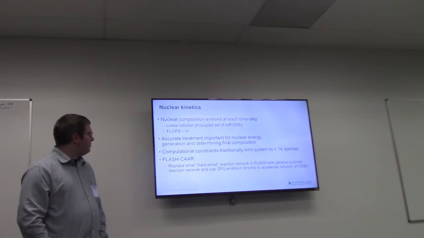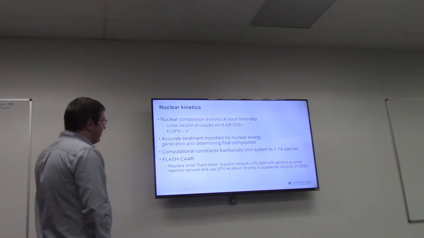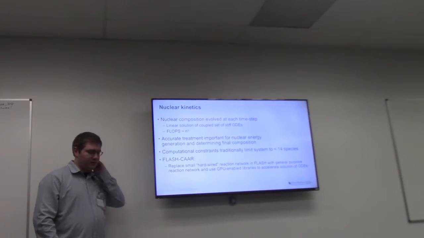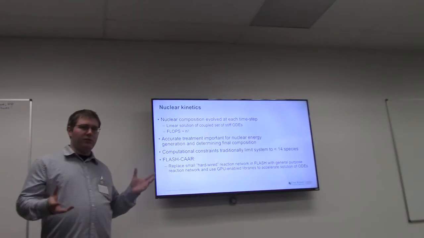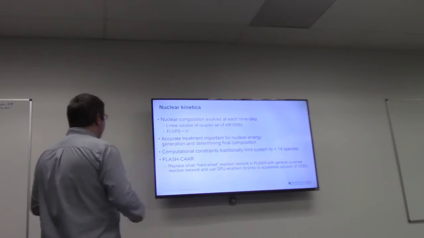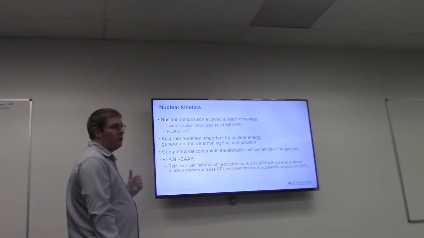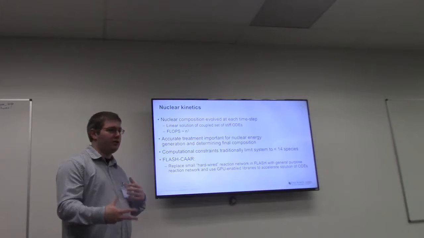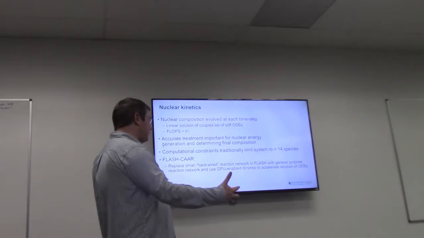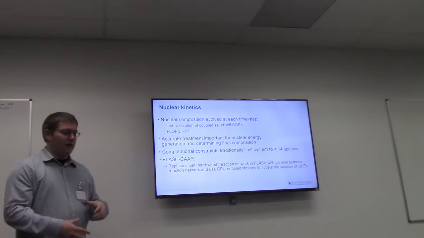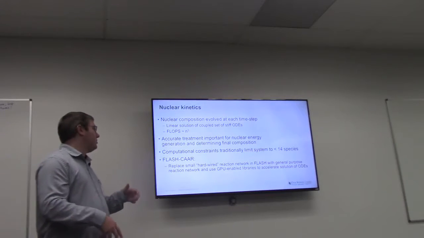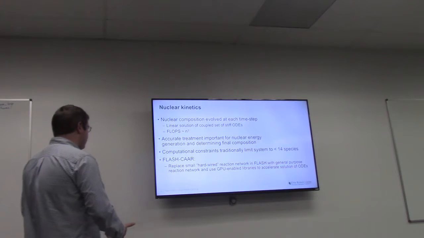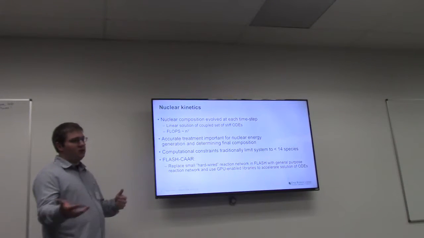My main focus of all of this is the nuclear kinetics. You have a nuclear composition that's evolved at each time step, and this composition forms a nuclear network. That network is evolved according to a coupled set of ODEs, which are very stiff, and so they require an implicit time integration. An implicit time integration means a matrix solve. The system we're solving is relatively dense at the network sizes we're interested in, and so the number of flops goes as n cubed.